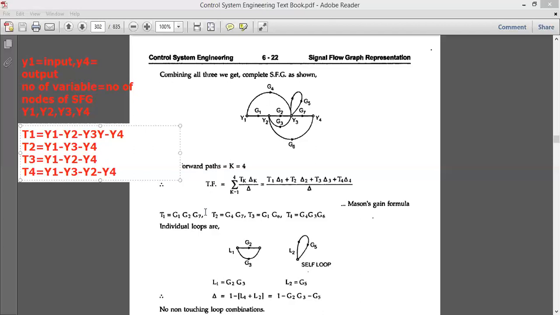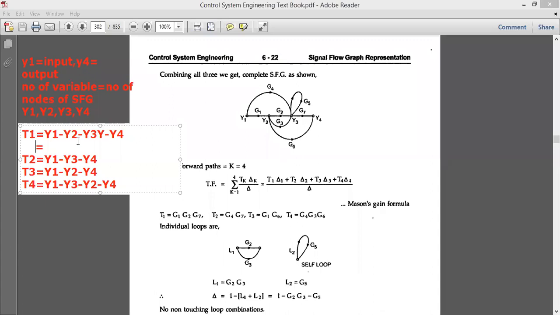We can check. So all the signal flow graph forward paths are obtained. I've just written in terms of nodes. You may also write the given transfer function in terms of g values. So let us do that for this particular t1. You should count the node number with the value of gain represented by the g letter.